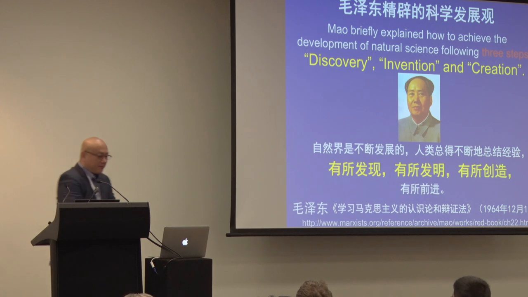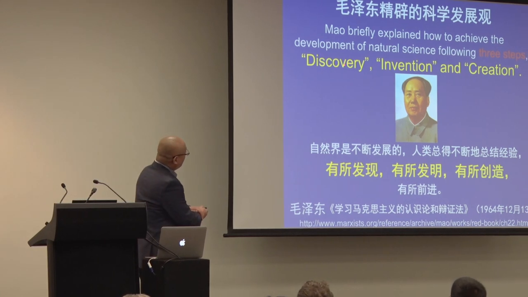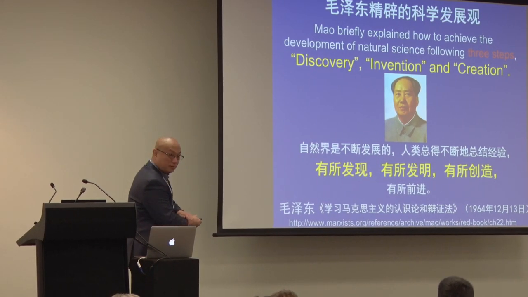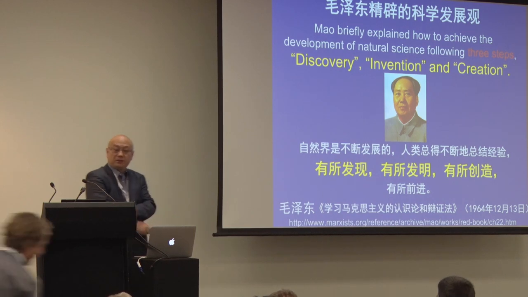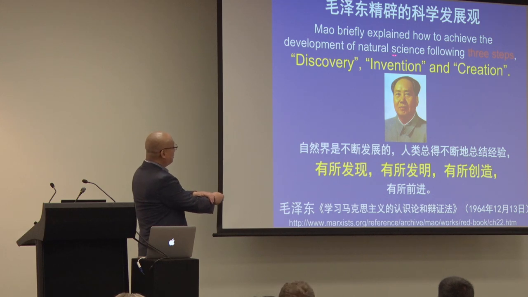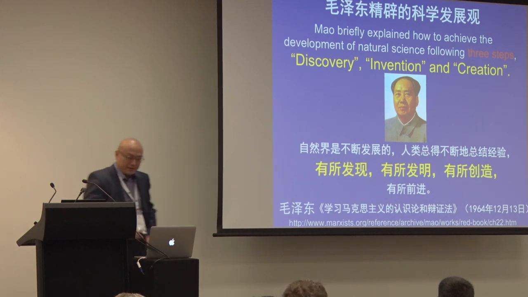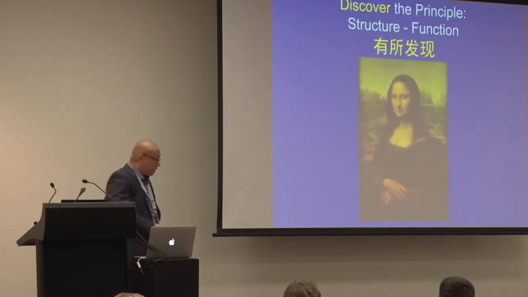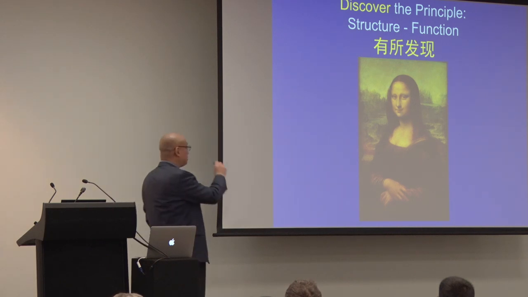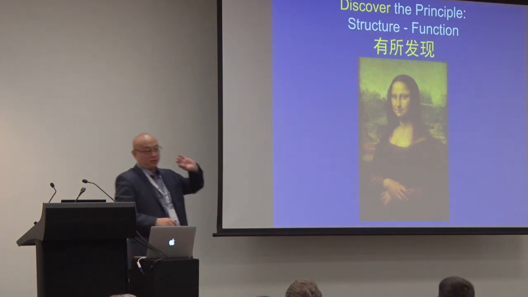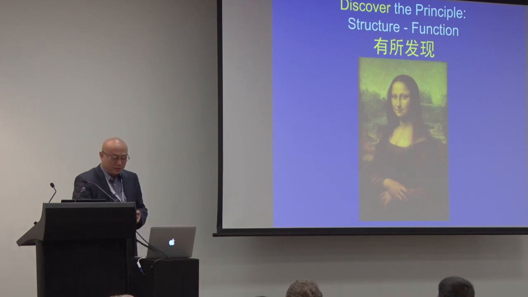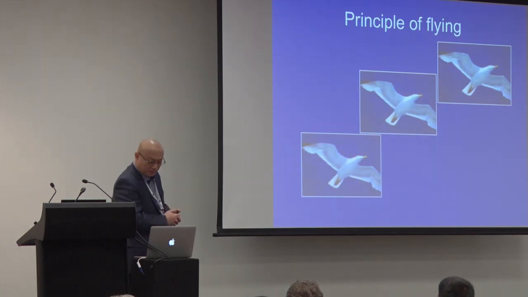Chen Meng also very briefly concluded how to learn from nature. He gave us three stages to do the research: the first level is discovery, and then invention and creation. Discovery is something like drawing the picture of the Mona Lisa. You must do it in very fine detail, and then understand the structure and function relationship, like understanding the flying principle.